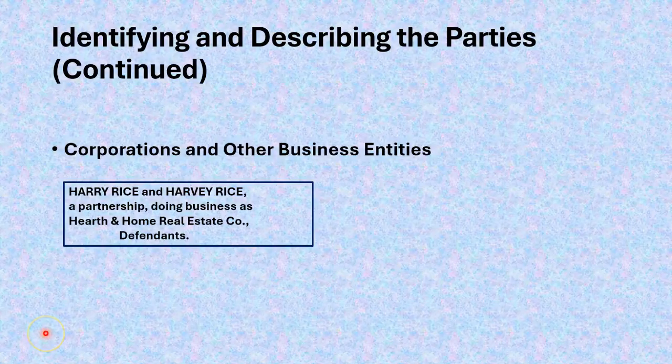When you're dealing with corporations and other business entities, you want to be clear about their status. This is an example of a partnership, and they're doing business as. So it is important to include both, so everyone's clear and jurisdiction issues are solved or presented to the court.